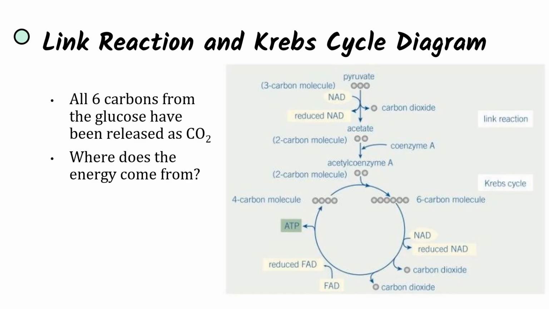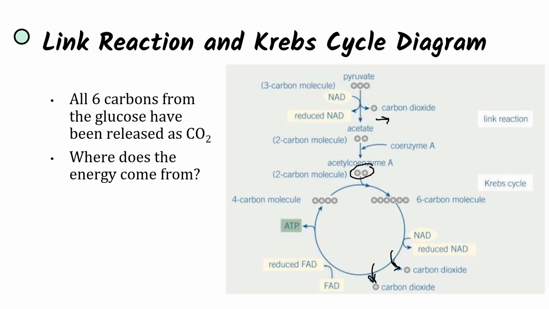Taking a look here at the link reaction and Krebs cycle in diagram form, we start with our 3-carbon pyruvate, and 1 carbon dioxide has left. NAD has been reduced to NADH, and we now have acetyl coenzyme A, which enters the Krebs cycle, otherwise known as the citric acid cycle because it joins a 4-carbon compound known as citric acid. And this is going to form a 6-carbon molecule, which is going to reduce more NAD to form NADH, and the 2 carbons that came from the acetyl coenzyme A are going to be expelled. Then FAD is going to become FADH2, and lastly, a few ATPs are produced.